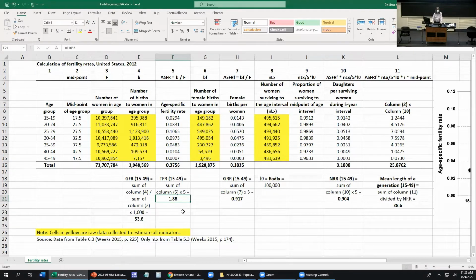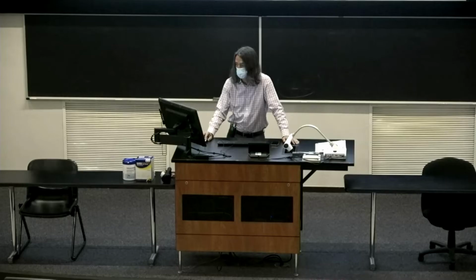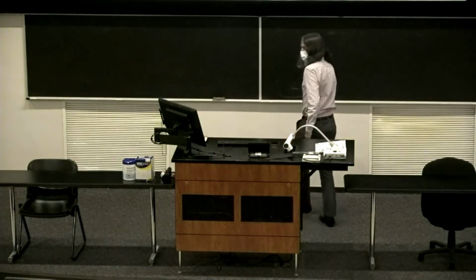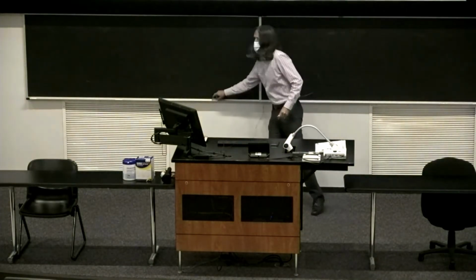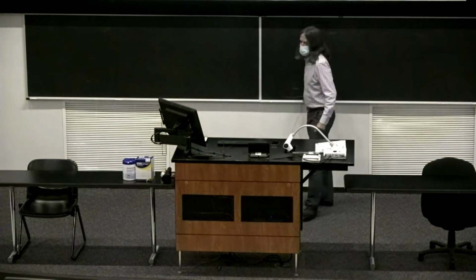So the total fertility rate in the US, using this data from 2012, was 1.88. So what does it mean? If we get a hypothetical group of women and expose them to the chances of having children based on these age-specific fertility rates, they would have on average 1.88 children per woman. That's a hypothetical measure, right? A hypothetical cohort measure.